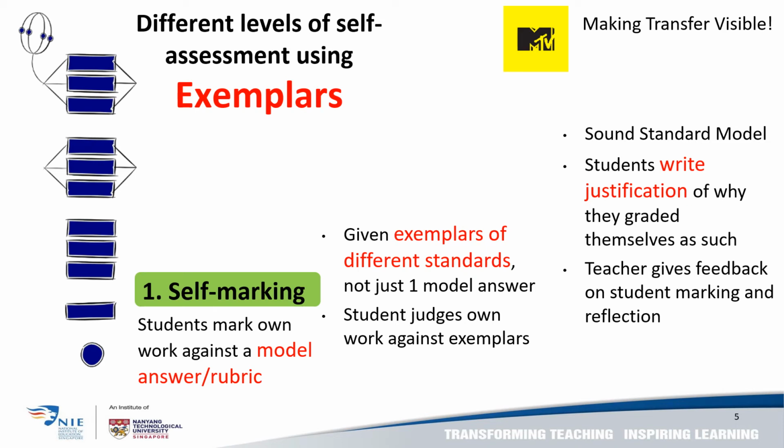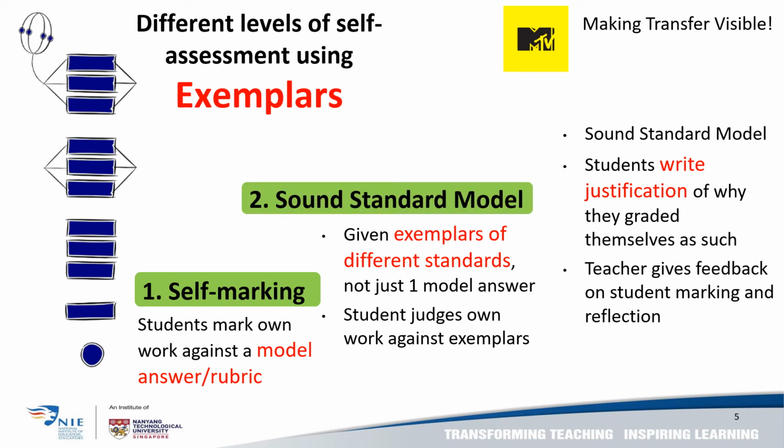At best, this is a multistructural level of understanding. At a more relational level of understanding, we have the sound standard model. Students are given exemplars of different standards, not just one model answer. So for this to work, students minimally need 2 exemplars. Using those unmarked exemplars, they rank them, which is better work, which is not so good work, and they judge their own work against those exemplars.